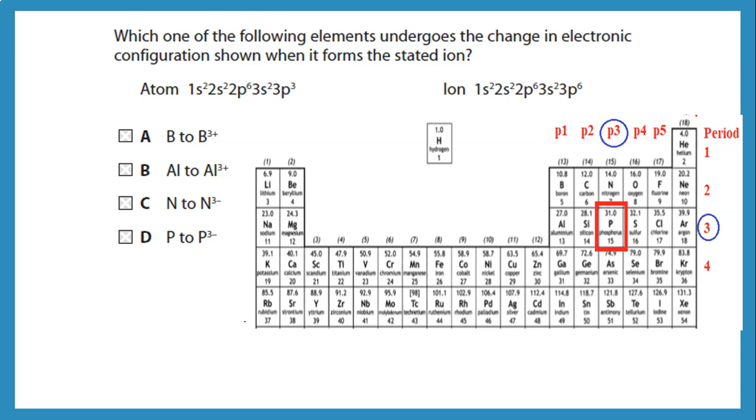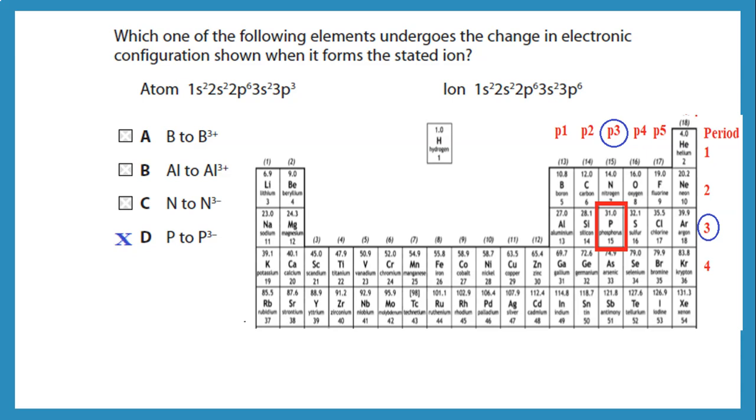Now, you have first energy level, second energy level, third energy level. That means you're looking for something in period 3. And you're looking for something that has a total of 15 electrons anyway. So in all cases, what we're looking for is the phosphorus atom. When it gains 3 electrons, it becomes 3p6. So that is the answer to what we're looking for.